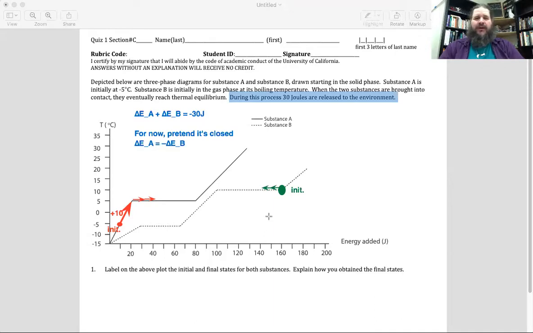Once they're the same temperature, there's no further reason for heat to flow because heat flows from hot to cold. If everything's the same temperature, there's no hot and no cold. It's all the same. Any other questions on that as a closed system so far?